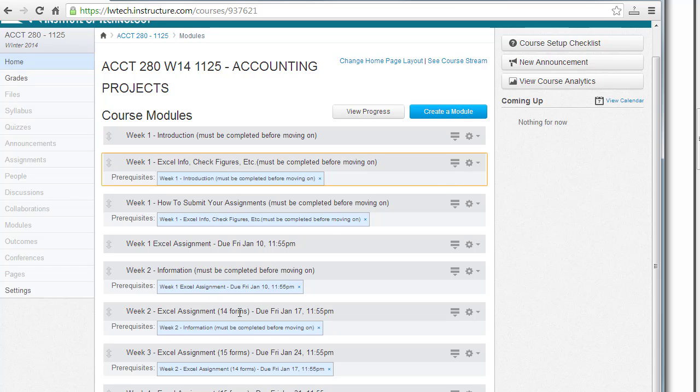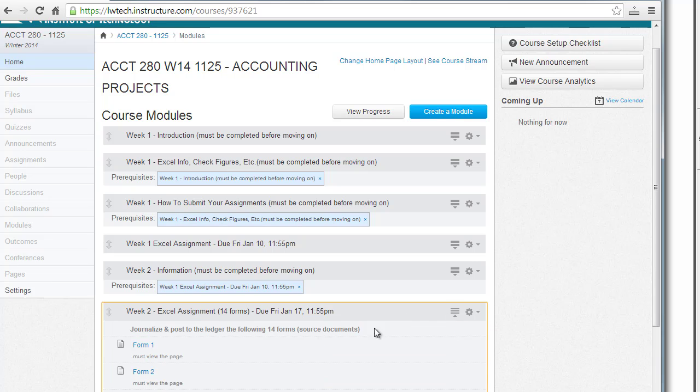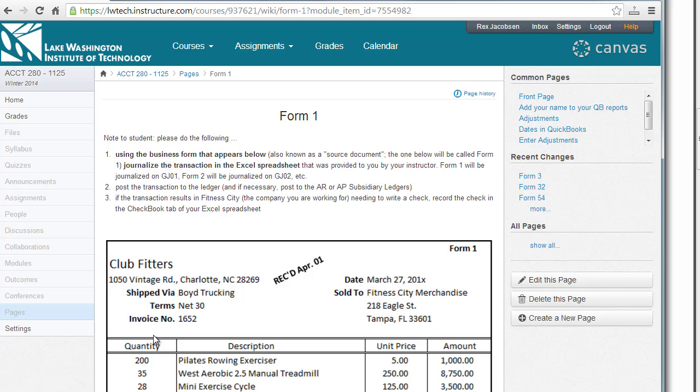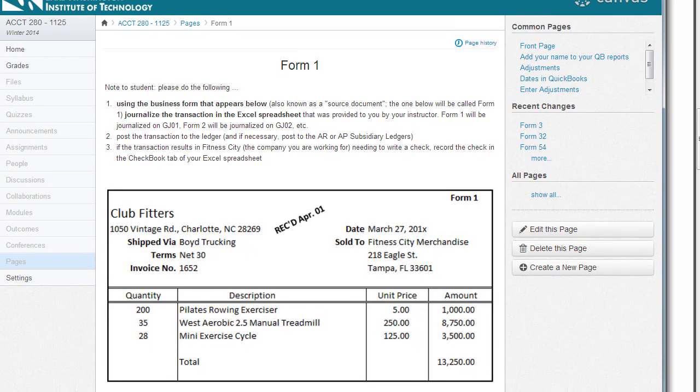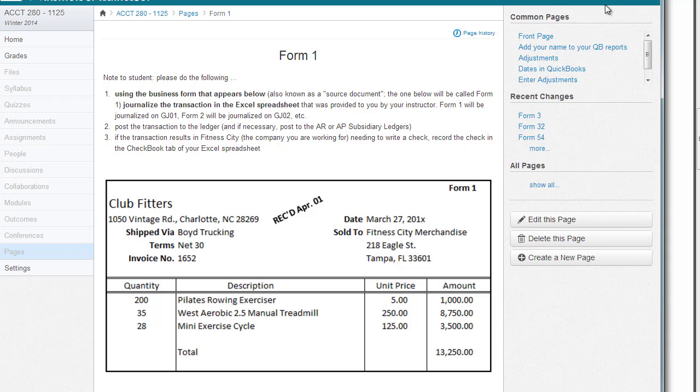Now back to the business forms that you get to process by journalizing and posting. There are a little more than 60 of these forms. Let's take a look at forms 1 and 2. Now here's Form 1. Each form has the number of the form in the upper right-hand corner.